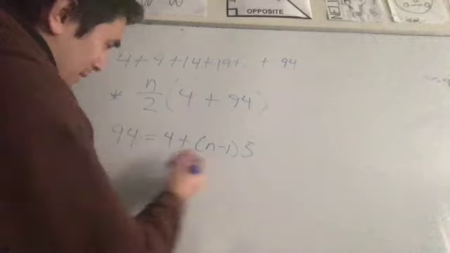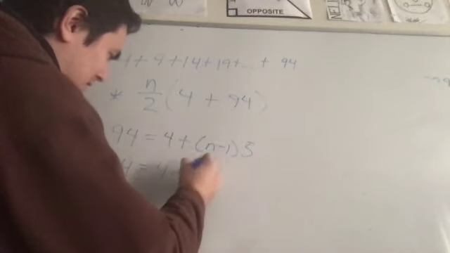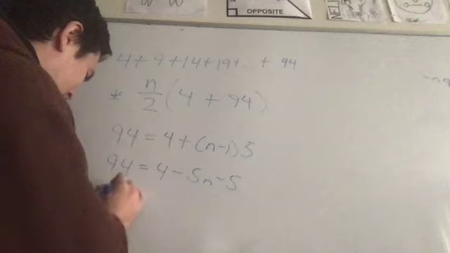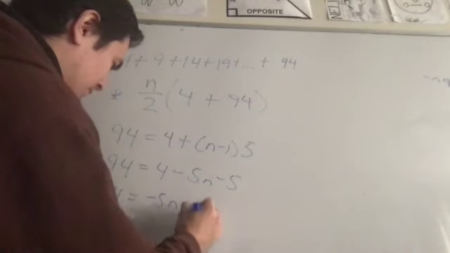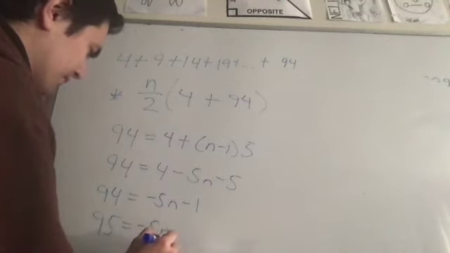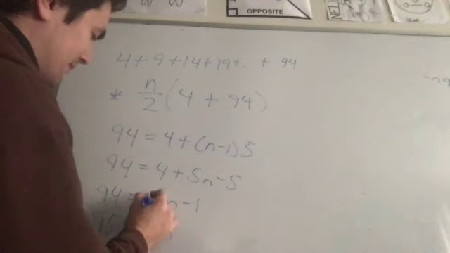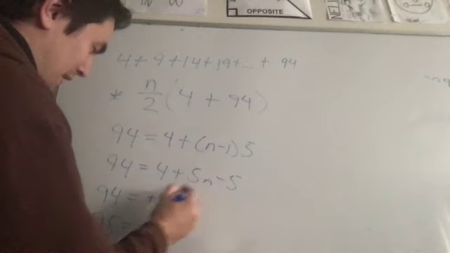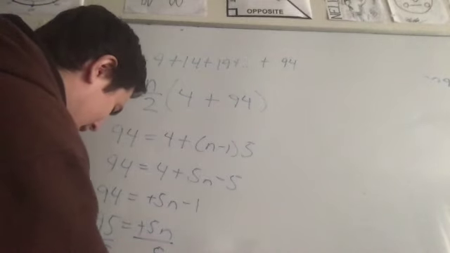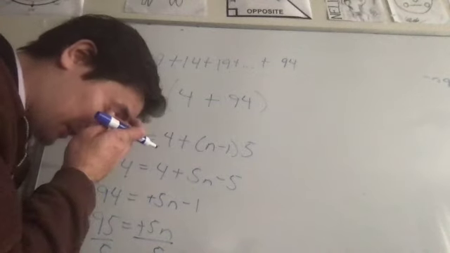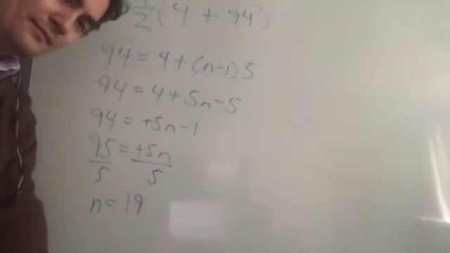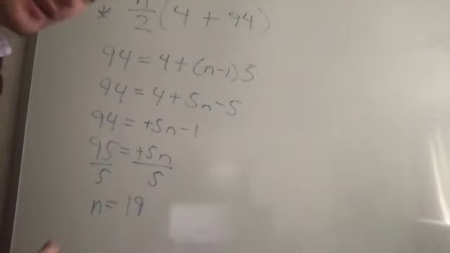All right, a little bit of algebra here. So 94 is equal to 4 minus 5n minus 5. I just distributed the 5. 4 minus 5 is equal to minus 1. I can add 1 to both sides. I'll get 95 is equal to negative 5n. Oh, this is supposed to be plus 5. My bad. Positive 5 times positive n should be plus 5n. I was going to say, wait a minute. All right, now I'm going to divide by 5, divide by 5, and n should equal, let's see, 19. N should equal 19.